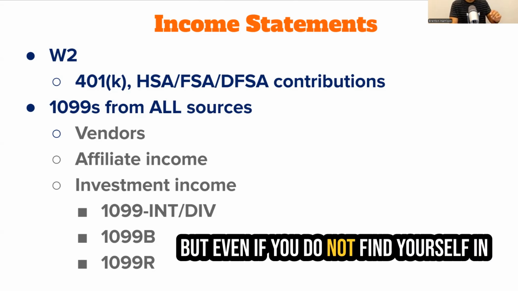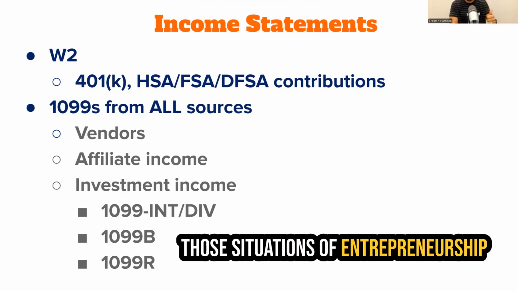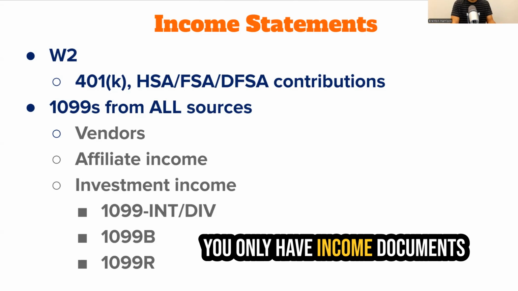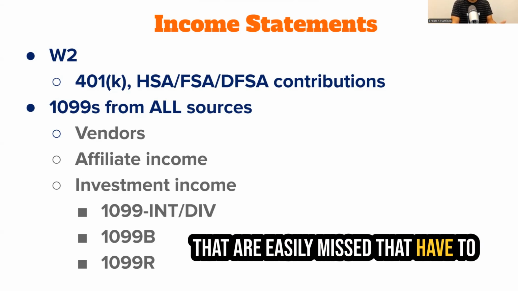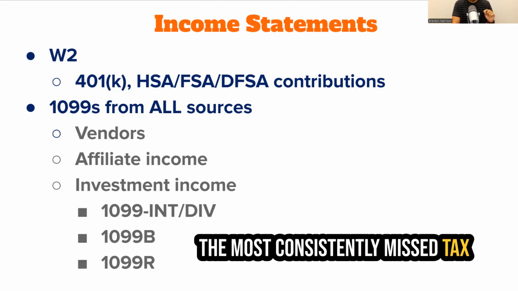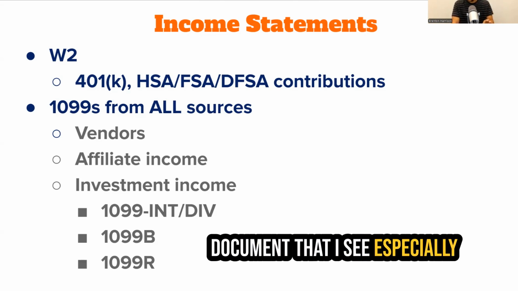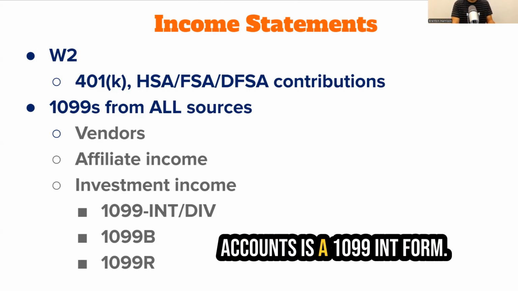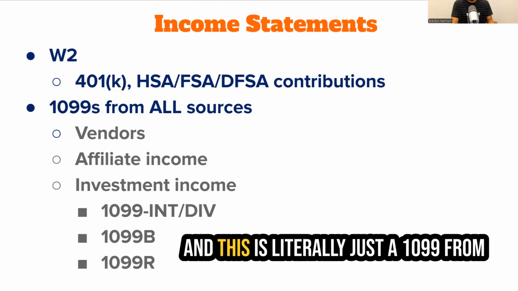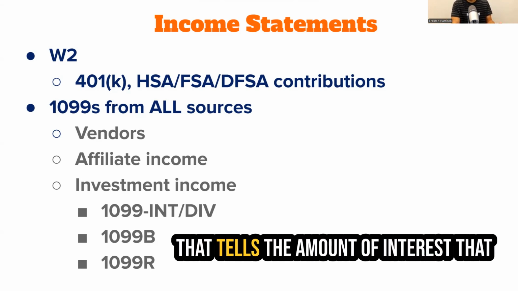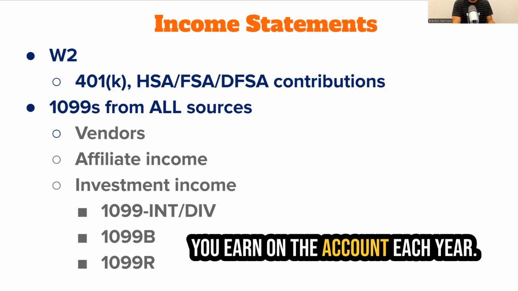But even if you do not find yourself in those situations of entrepreneurship or property ownership or things of the like, you could still, as a W-2 employee only, have income documents that are easily missed that have to be included with your tax return. The most consistently missed tax document that I see, especially in this phase we've had of high interest bearing savings accounts, is a 1099-INT form. And this is literally just a 1099 from your bank or high yield savings account that tells the amount of interest that you earn on the account each year.